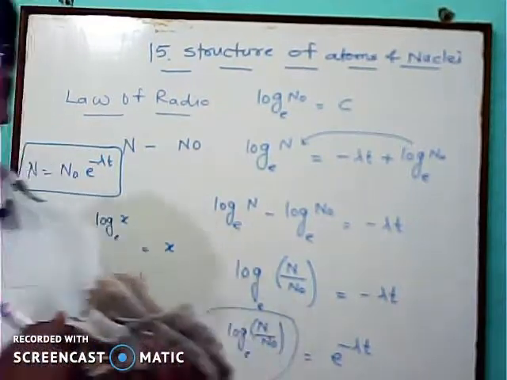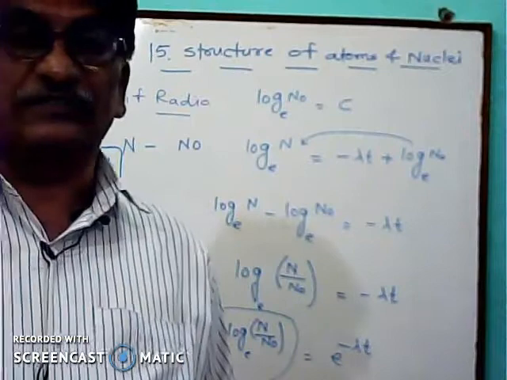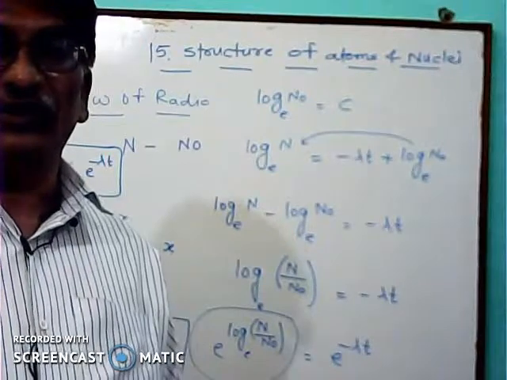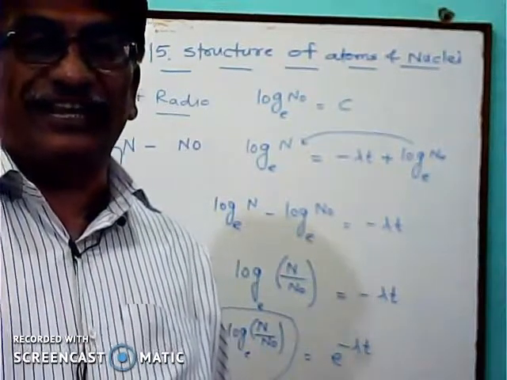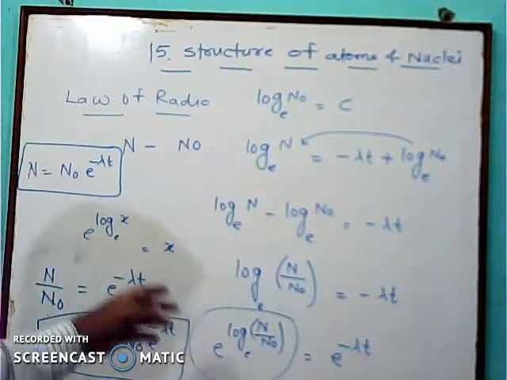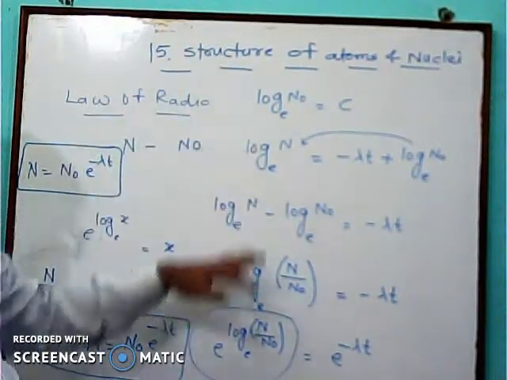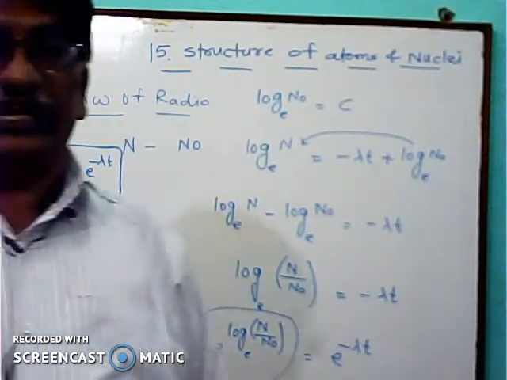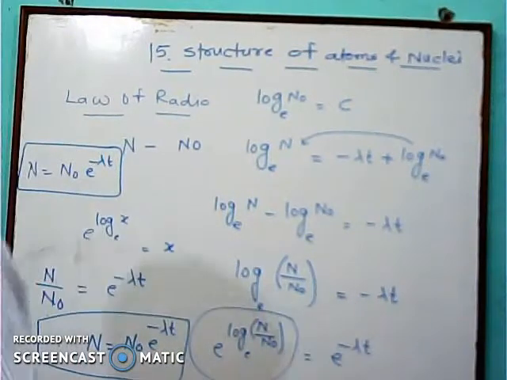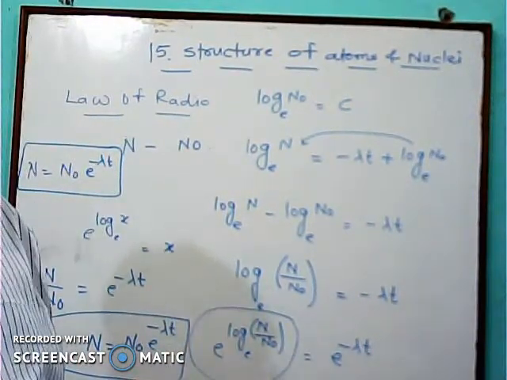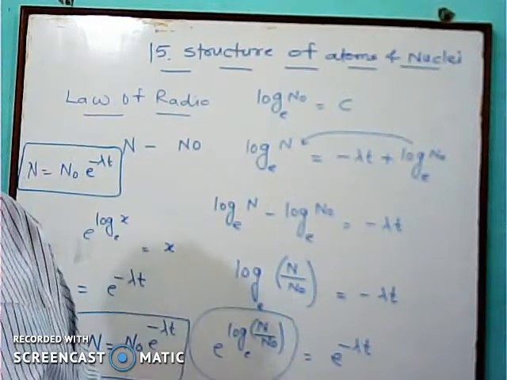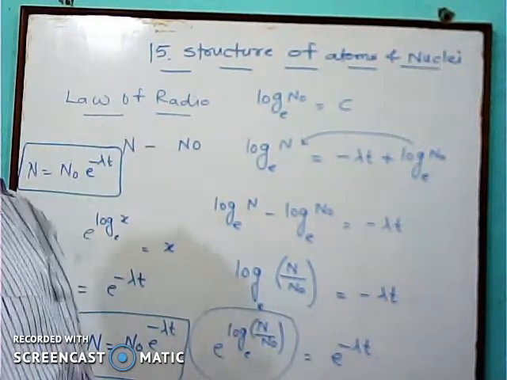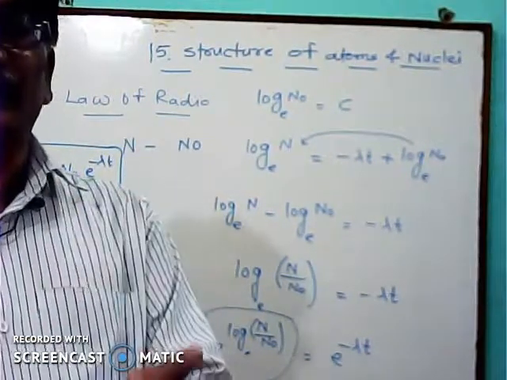If a question is asked, state the law of radioactive disintegration or state the law of decay, then we can write the statement and the proof, and so we can prove that N is equal to N0 e raised to minus lambda t. That is the expression for the law of radioactive disintegration. We can see its representation in a graph in the next video.